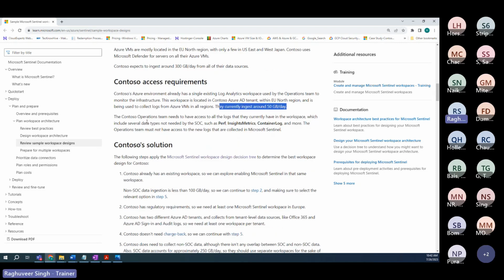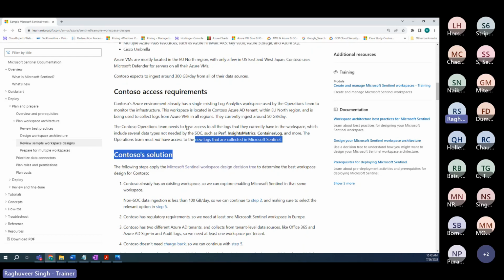The Contoso operations team needs to have access to all the logs that they currently have in the workspace, which includes several data not needed by the SOC, such as perf, insights, container logs, and more. The operations team must not have access to the new logs that are collected in Microsoft Sentinel.